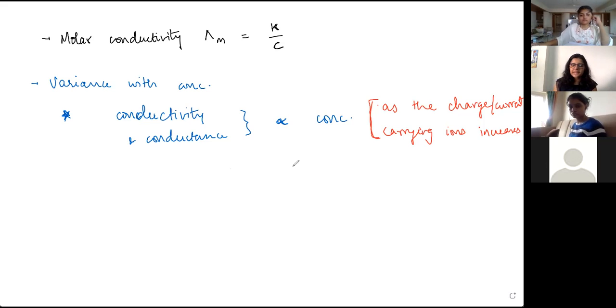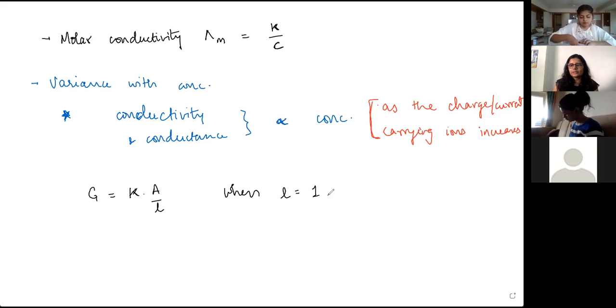Usually for standardized situations, like when we're doing resistivity or conductivity, we take unit length and unit cross-section area. So for molar conductivity as well, first conductance G is equal to kappa, the conductivity, into A by L. So if you're taking length equal to 1 unit, like 1 meter or 1 centimeter, what will happen to the volume?